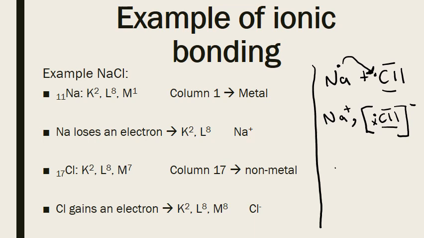And to do the chemical formula, remember we use the crisscross. Na+, Cl-, becomes NaCl.